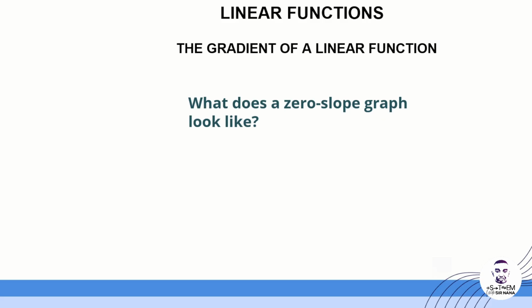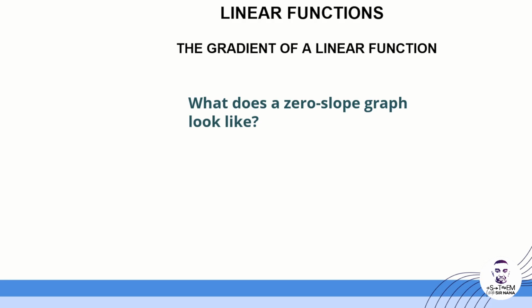Now, try and solve this question. What does a zero slope graph look like? So we want to find out what a zero slope graph looks like. When we find our gradient, and the gradient is not negative and also not positive, but it's 0, what would it look like? Describe that in the comment section for me. Let us discuss that. Let's have fun by looking at what a zero slope graph or a zero gradient graph looks like.